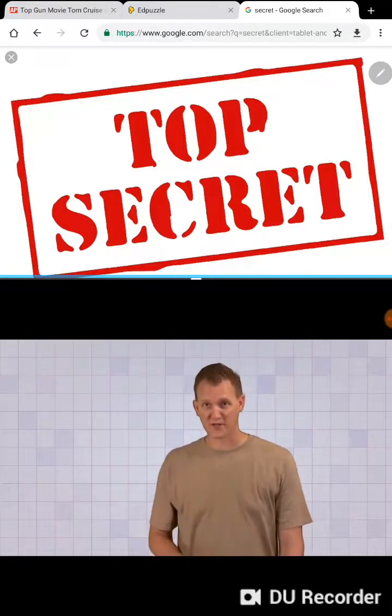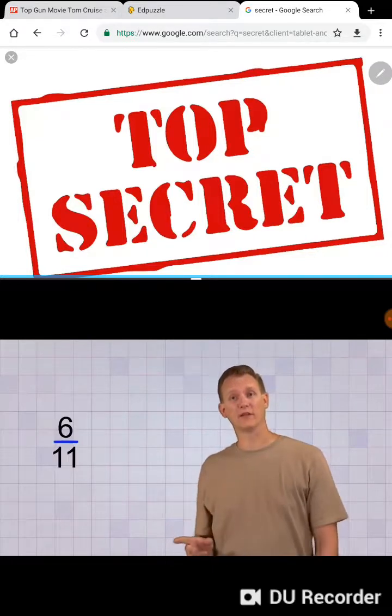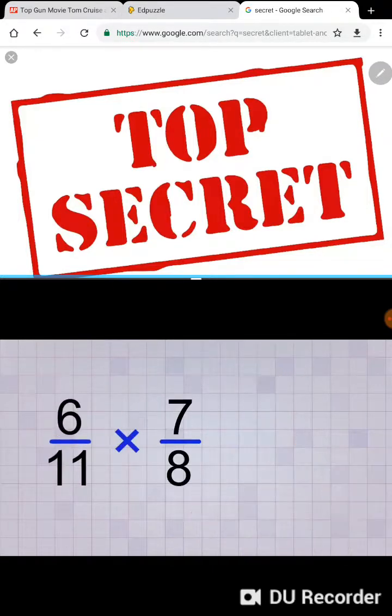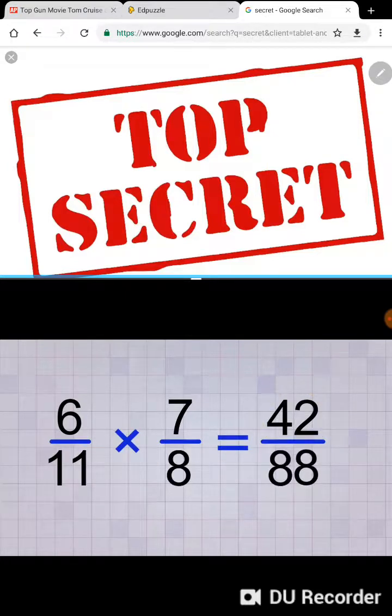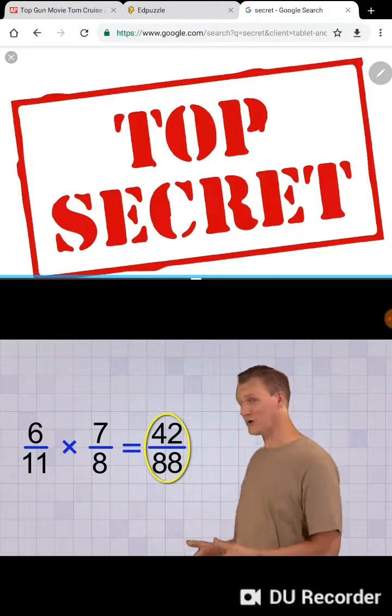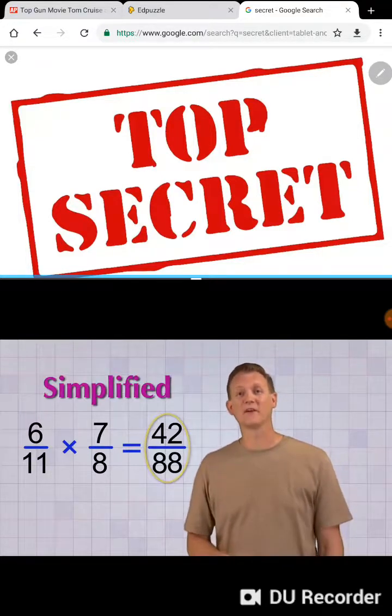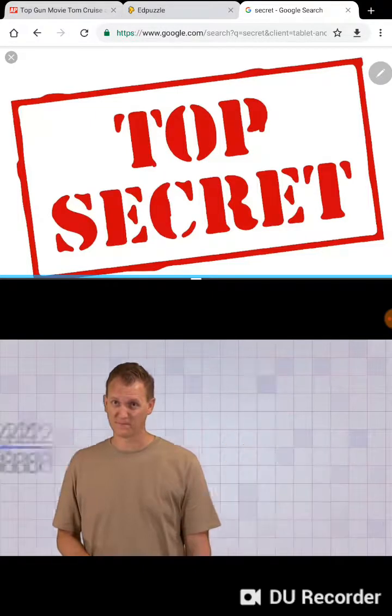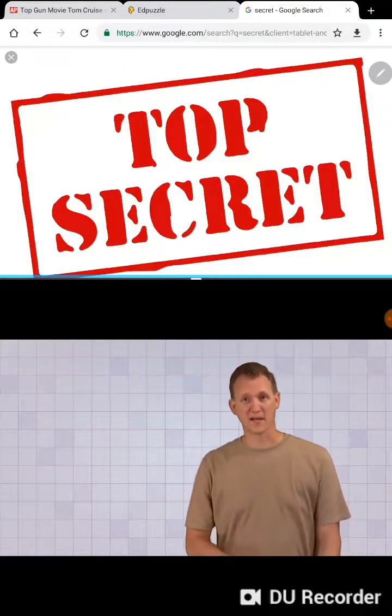Okay, time for another example. Let's try 6 over 11 times 7 over 8. From our multiplication table, we know that 6 times 7 equals 42. So 42 is the top number of our answer. And on the bottom, we have 11 times 8, which is 88. So 6 over 11 times 7 over 8 equals 42 over 88. Oh, now some of you might see that this answer could be simplified, but we'll save simplifying fractions for another video. All right, let's see one last example.